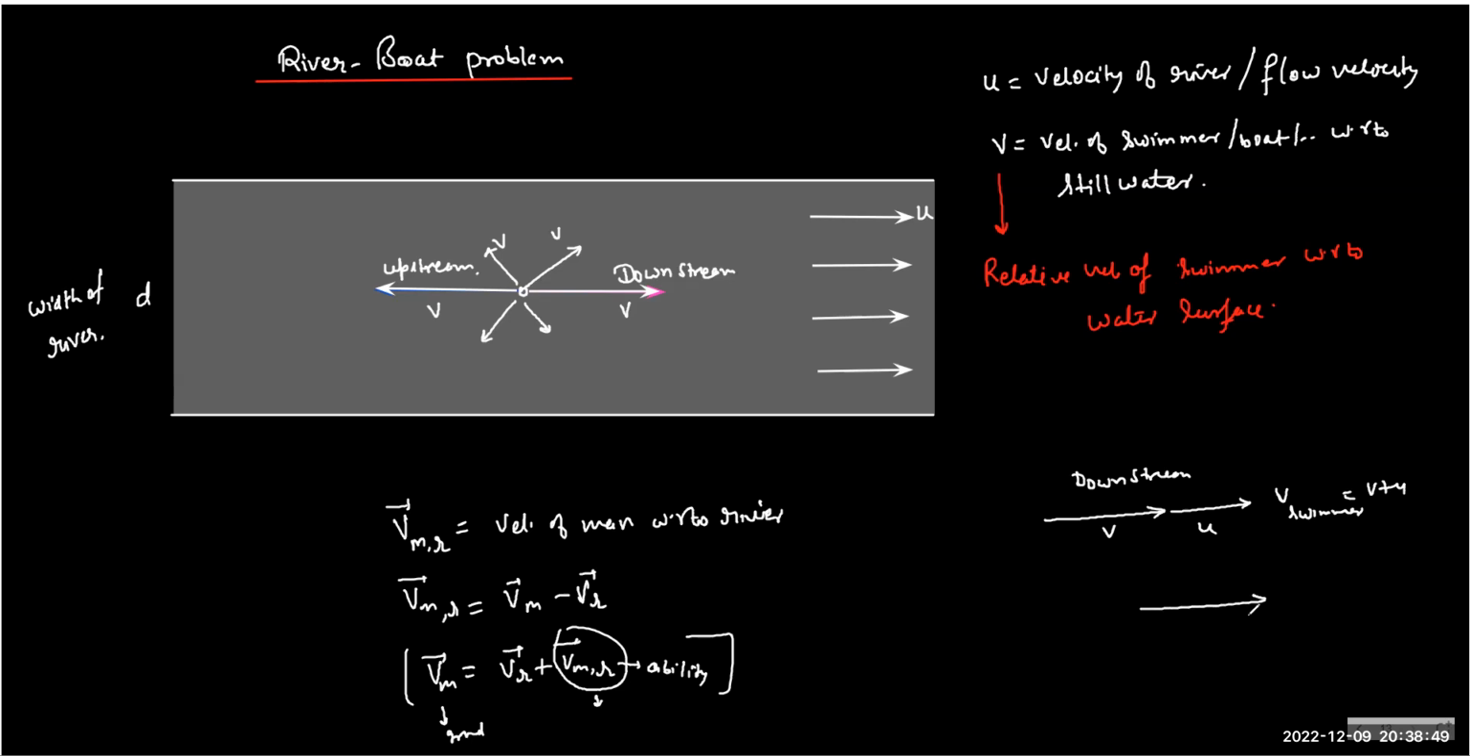In case of upstream, let's say you're trying to move this way, but the river will give you, I'm assuming that you can move faster than the river as of now. So you will go upstream. What will your net velocity be? So net upstream velocity is how much? V minus U. Yes or no? Tell me. Yes, sir. I think this is simple enough.